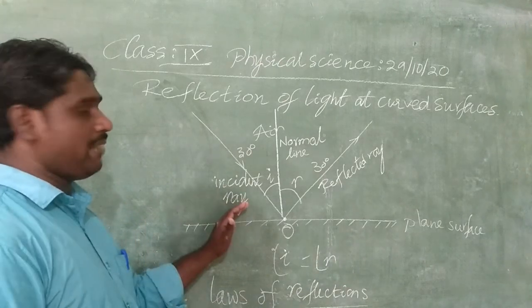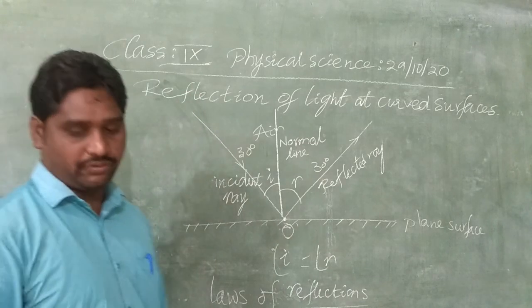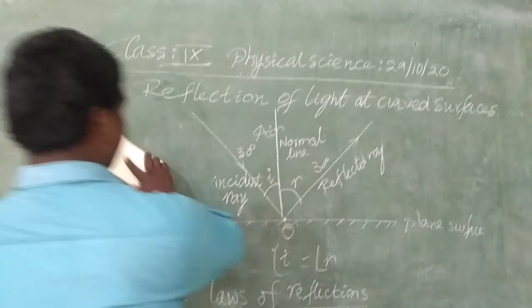Now, in this chapter, I will discuss the reflection of light at a curved surface. Now we take a sphere.